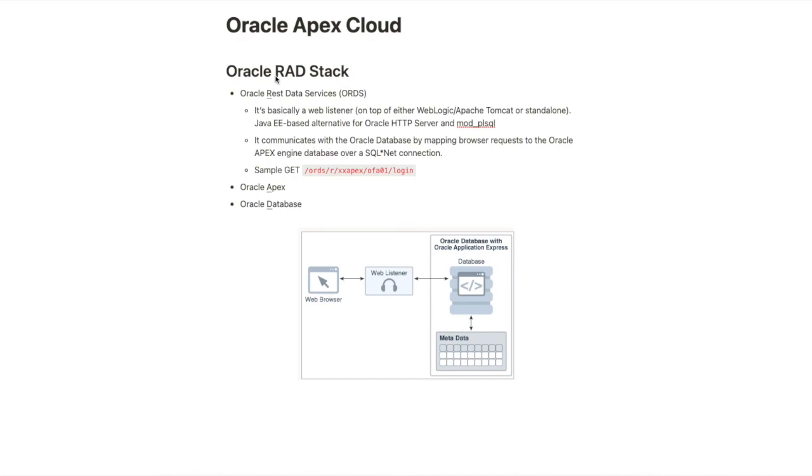So Oracle RAD stack consists of three main components. One is the Oracle REST data services. Then the other one is Oracle Apex Engine. Then the Oracle database. The Oracle REST data services, which is basically called ORDS, acts as the web listener in the entire architecture. So it's basically a Java EE application, which is a web listener that sits either on top of a WebLogic server or an Apache Tomcat, or it can be used as a standalone listener as well, but with a limited number of features.